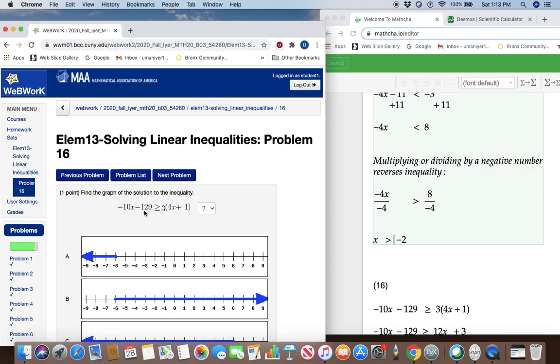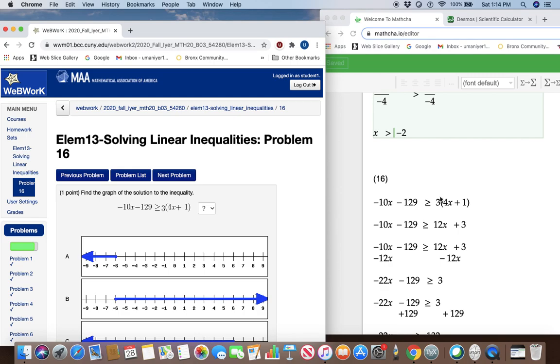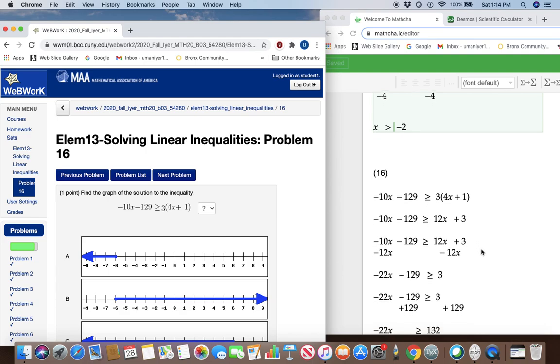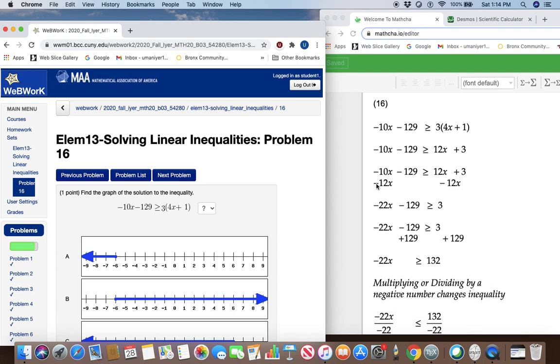Next. Negative 10x minus 129 is greater than or equal to 3 times 4x plus 1. All right. Distribute the 3. So that's a 12x plus 3. The left hand side as it is, greater than or equal to. So let me get the x's together. Subtract 12x from both sides. Negative 10x minus 12x is negative 22x. Negative 129 greater equals, these two cancel, I'm left with 3.